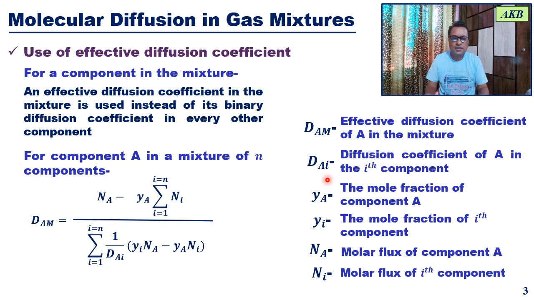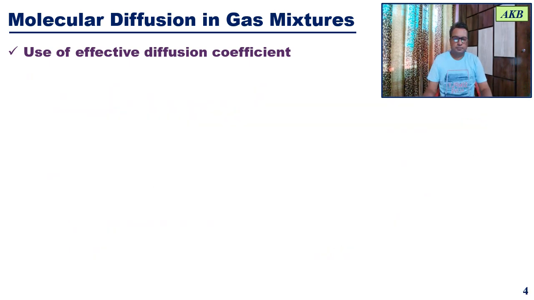So this is the way in which you can deal with molecular diffusion in a multi-component gas mixture. Instead of using binary diffusion coefficients, we will be using an effective diffusion coefficient. Now if you look at this equation, it is a little bit complicated. So next we will try to simplify it into a form that is useful for actual use, so that it is usable.